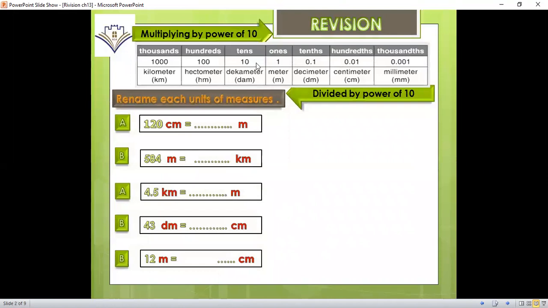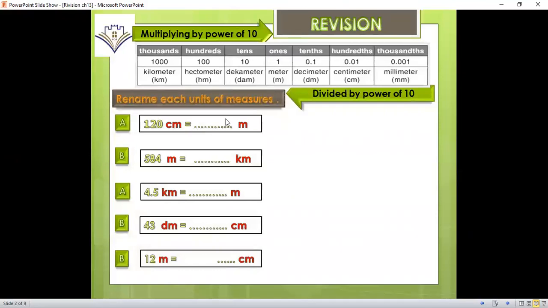At first, this first slide is talking about the measure of metric length. Okay. Now, this question is rename each unit of measure. Letter A, 120 centimeter equals dots meter.